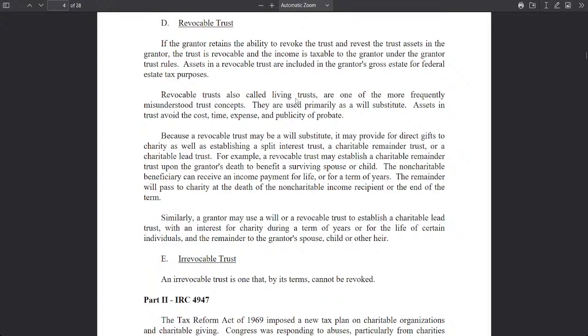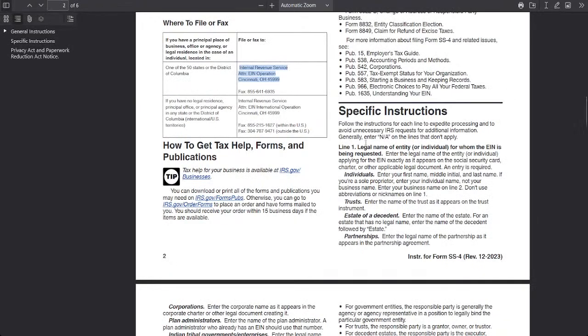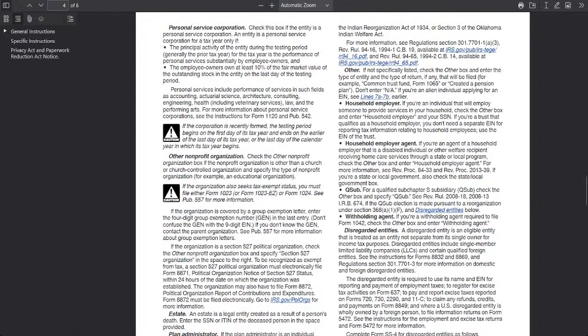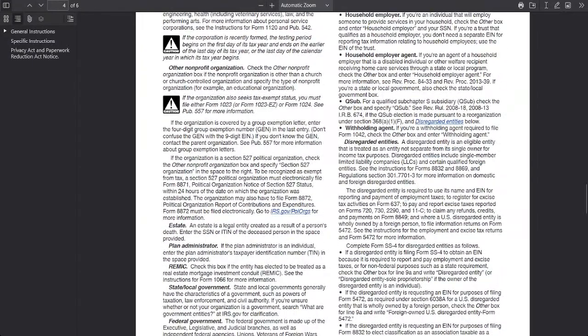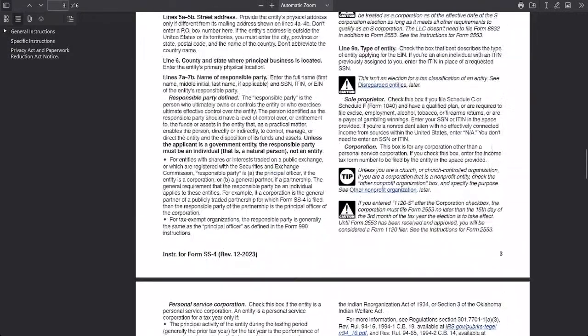Revocable trusts are also called living trusts. The grantor retains the ability to revoke the trust and revert the trust assets in the grantor. The trust is revocable and the income is taxable to the grantor. So this would sound like a disregarded entity, right? Where are those instructions? It was down here. There it is. Disregarded entity, right? A disregarded entity is an eligible entity that is treated as an entity not separate from the single owner. Right?